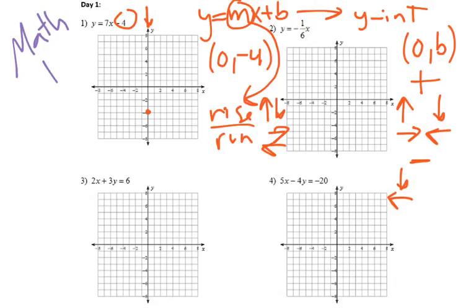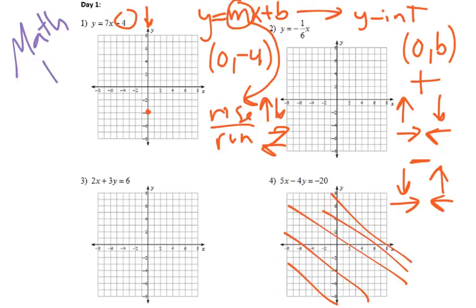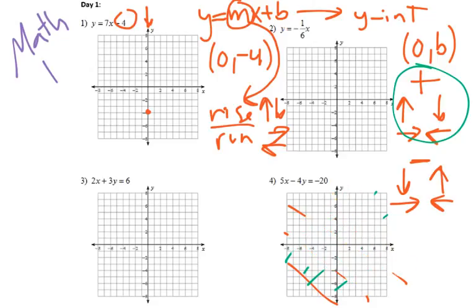Nope, not down and to the left. I don't know what I'm thinking right there. Down and to the right or up and to the left, because a negative slope always has to be going down this way, and a positive slope always has to be going up that way. The steepness will vary, but it's always going to have that same shape.